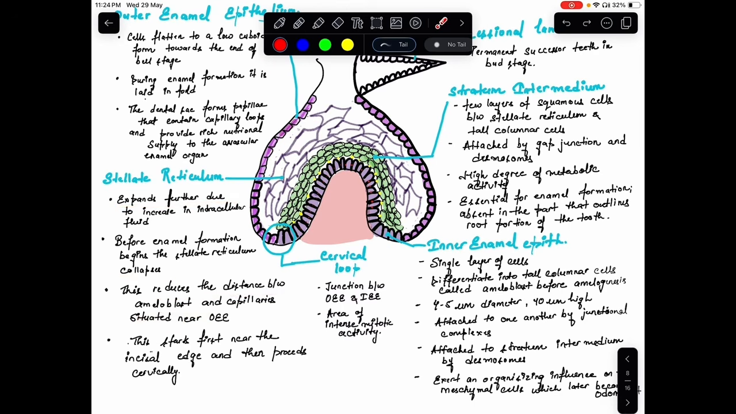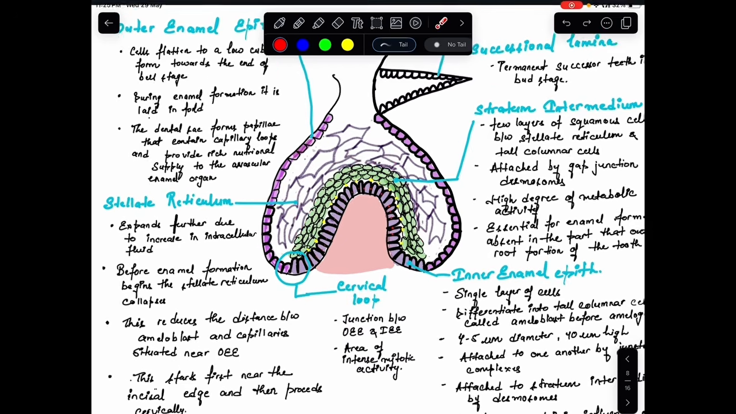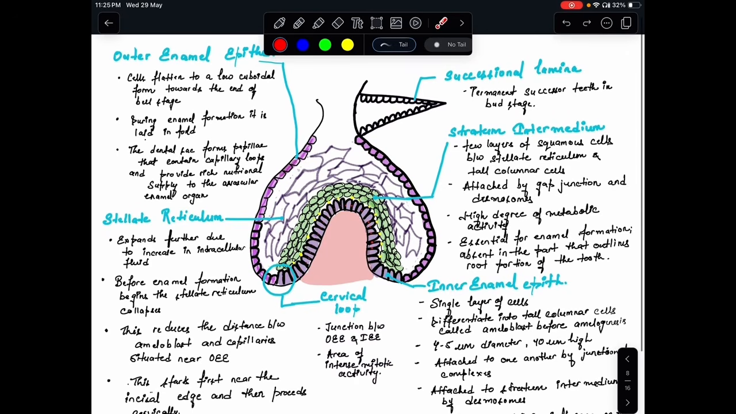Then the collapsing happens first near the incisor edge and will continue towards the cervical edge. Now going on, outer enamel epithelium. In this stage they are flattened to a low cuboidal form, and as I explained, it will be collapsing and this will come together.